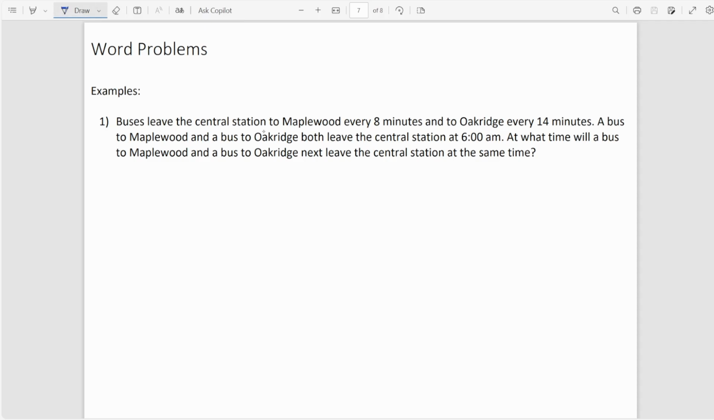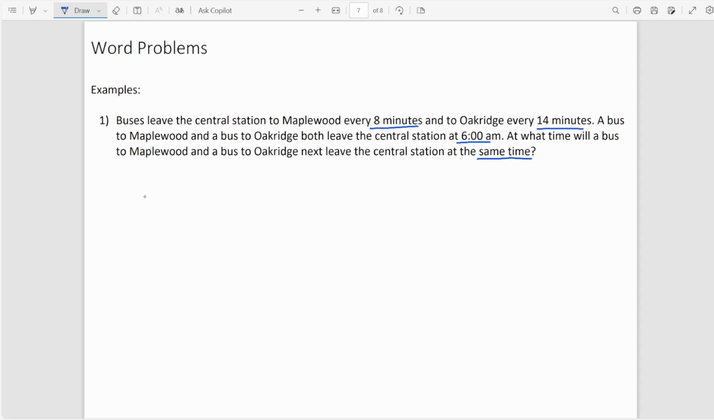Buses leave the central station to Maplewood every 8 minutes and to Oak Ridge every 14 minutes. A bus to Maplewood and a bus to Oak Ridge both leave central station at 6 a.m. At what time will a bus to Maplewood and a bus to Oak Ridge next leave the central station at the same time? Okay, so it's important to understand the scenario here.